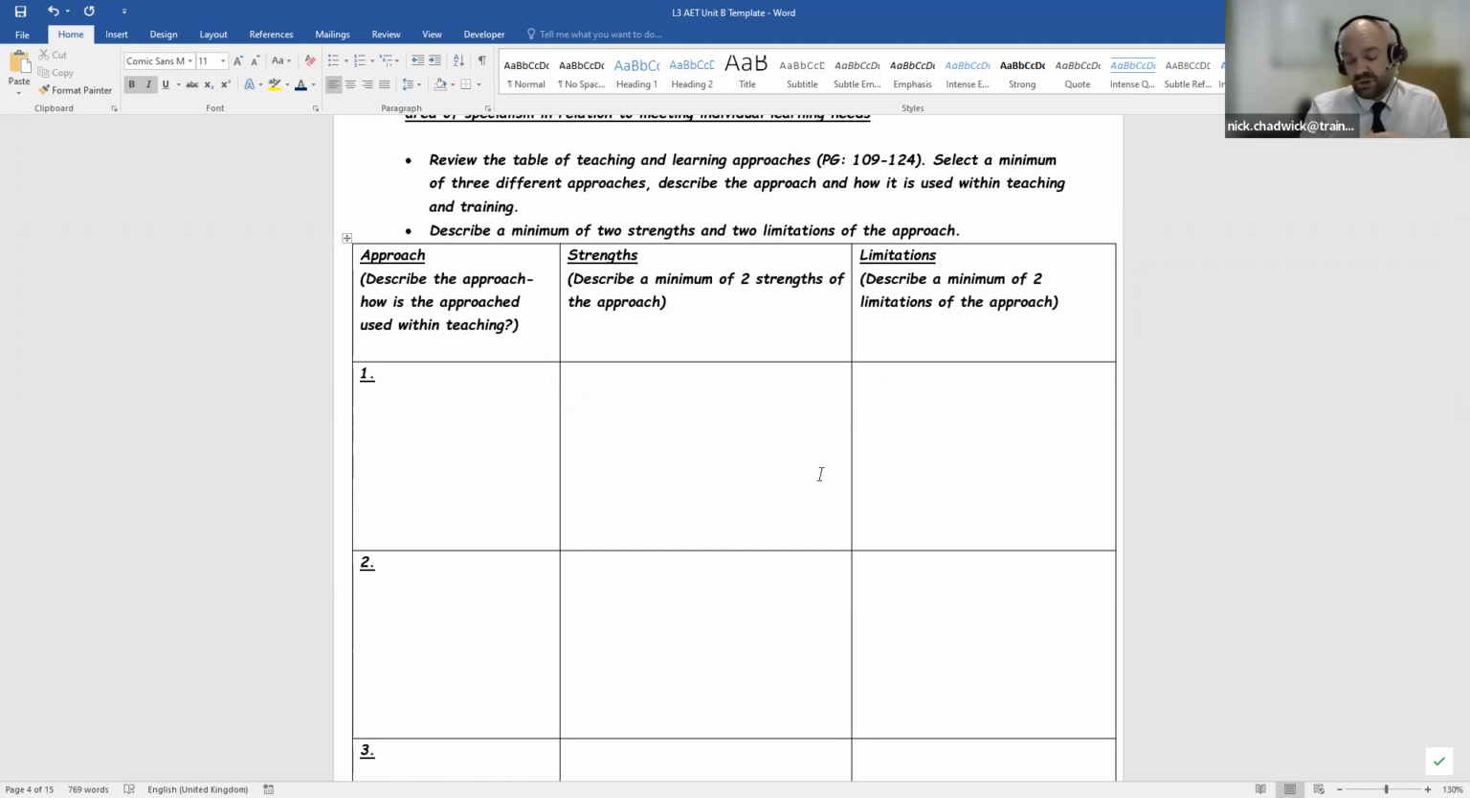For example, you could have assignments. That could be a key approach. It could be case studies, debates, demonstration, discussion. There are a range of different approaches. So we would like for you to pick out any three, okay? And we would like for you to explain the approach. So to describe the approach, how it's used within teaching.